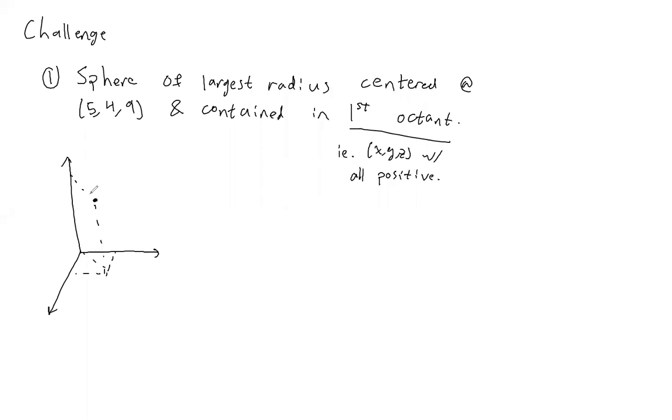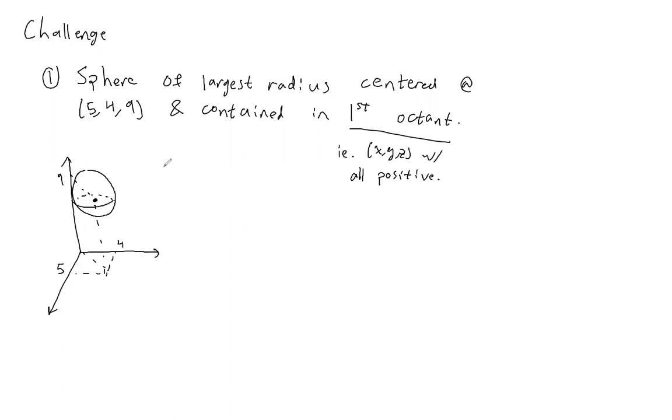So maybe this is our point that we're interested in. This is 5, 4, 9, and we want a sphere that is centered around this point but stays within this octant and doesn't edge out. And now that I've drawn this, we can probably see what's going on.